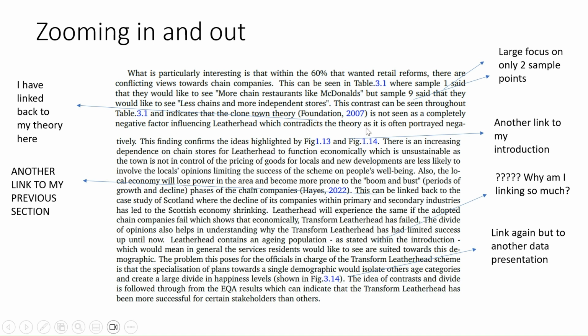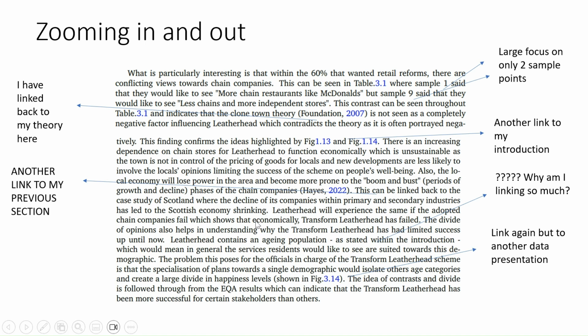And then here again, I named another link. The finding confirms the ideas highlighted by figures 1.13 and 1.14, and I talked about how perhaps it backs up my theory. One of my theories is clone town theory, and I talked about there being an increasing dependence on chain stores for Leatherhead, which was my area. If you read it through, I talk about unsustainability, the local economy losing power, and then this can be linked back. Guys, I don't know how many times I showed you the word link today, but I'm sure you understand now. I link back to my case study of Scotland, where the decline of companies within primary and secondary industries has led to the Scottish economy shrinking.